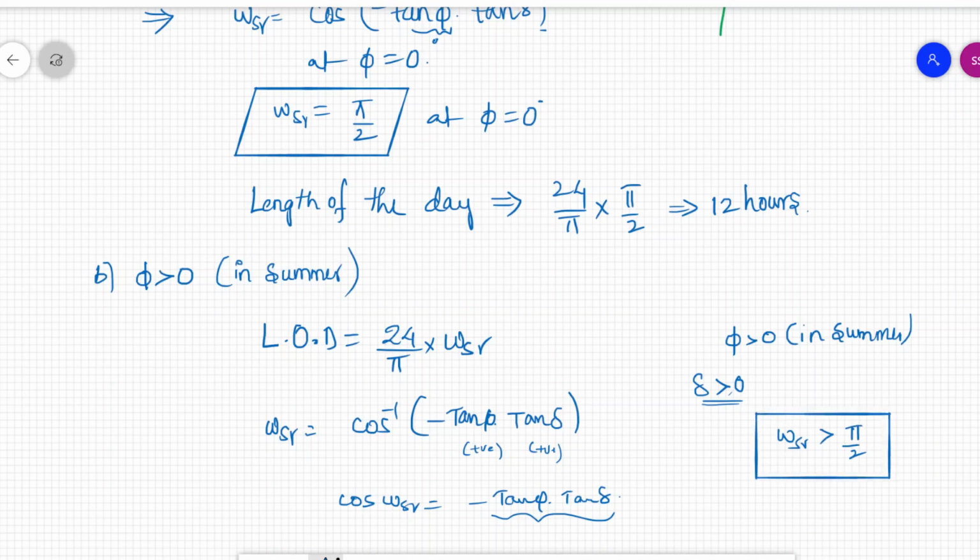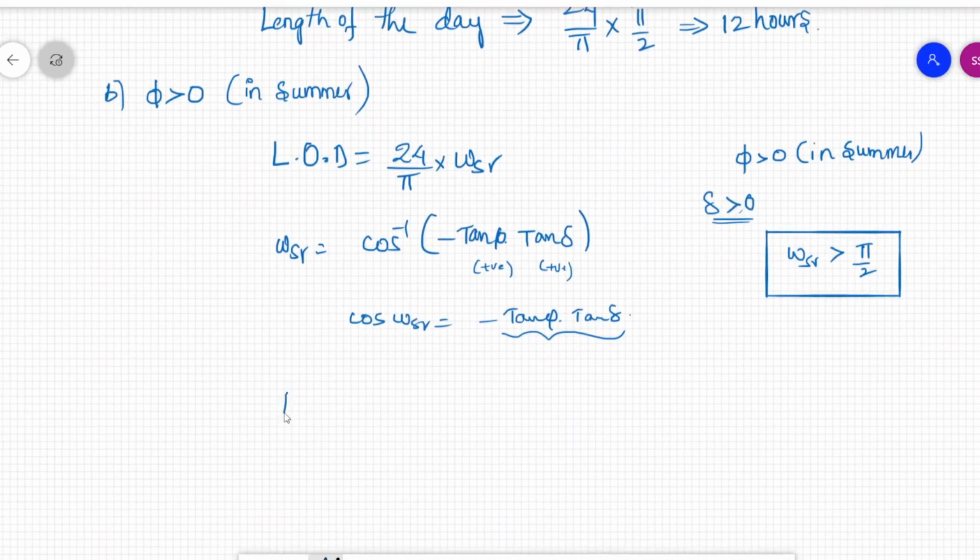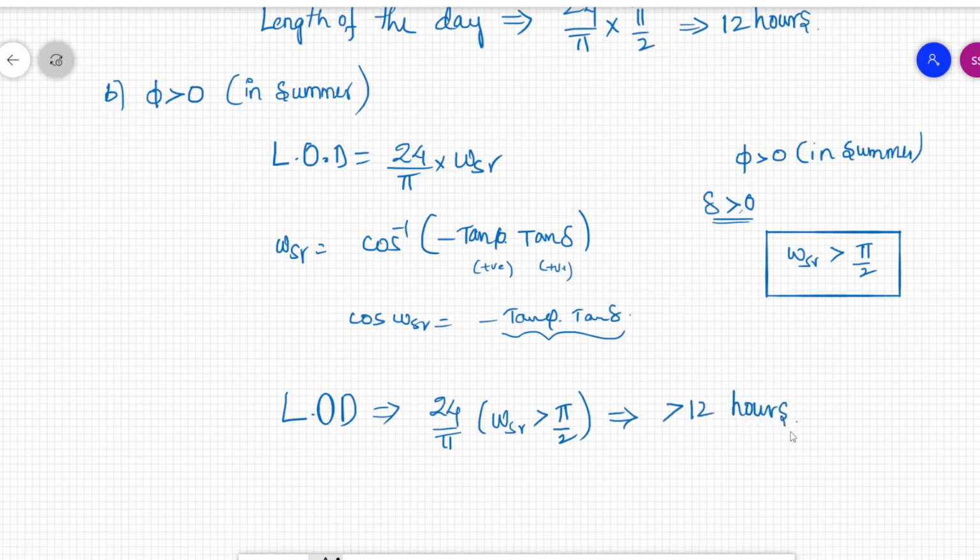So here the length of the day will be equal to 24 by pi. Here the omega SR value is greater than pi by 2, so the length of the day will be greater than 12 hours. So in summer, when phi is greater than 0, the length of the day is more than 12 hours, because it is summer, so we obviously know that the length of the day is more in summer.